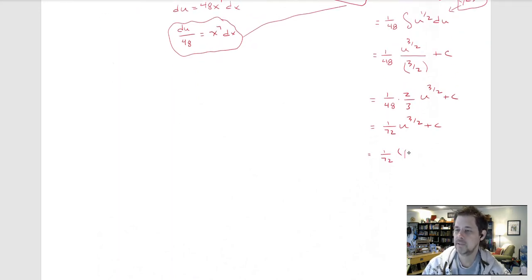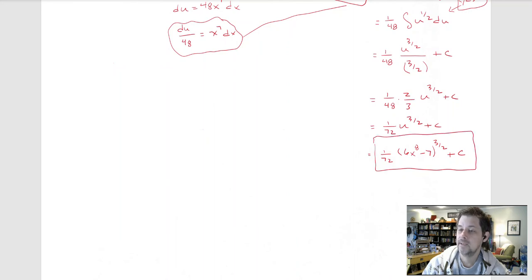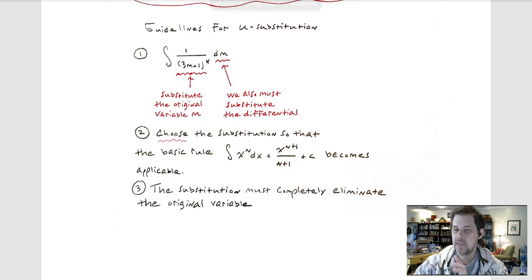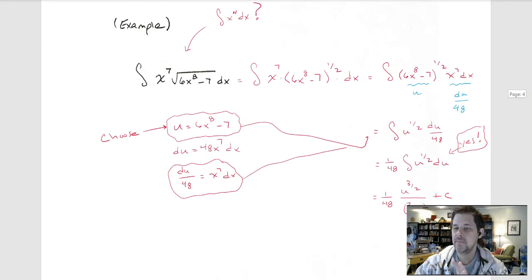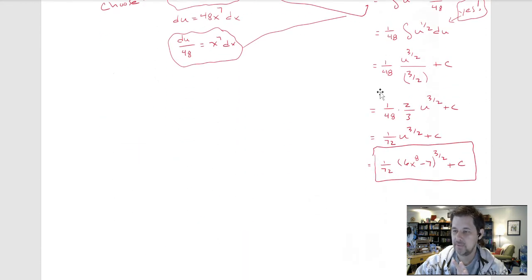6x to the 8th minus 7, to the 3 over 2 power, plus c. Okay, and then we're done. That's our answer. All right, now I will make another video with some more problems, but for now, I want you to look back and forth between my guidelines and the way that I put them into place when I work the problem.